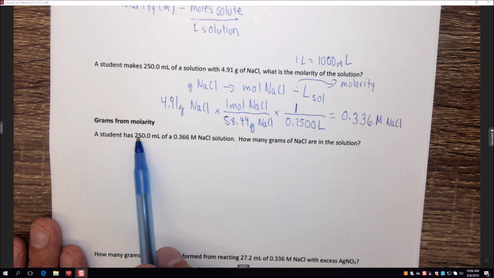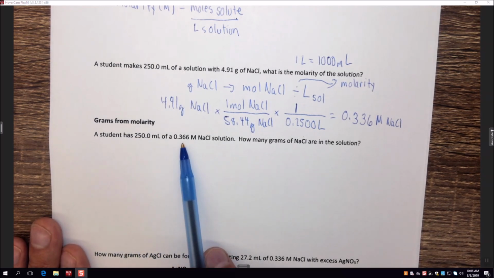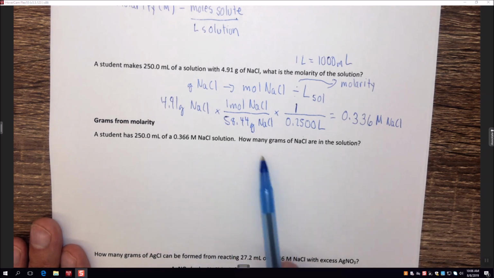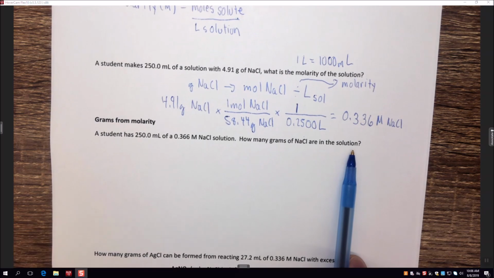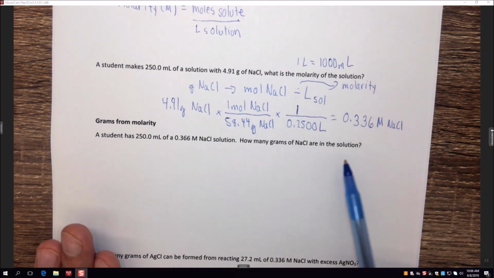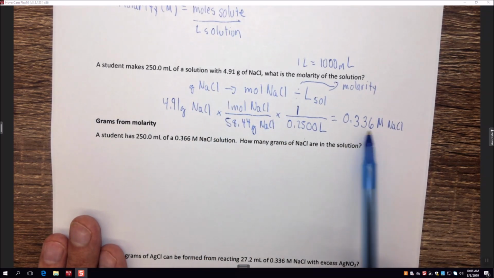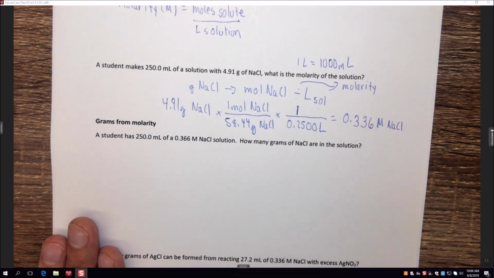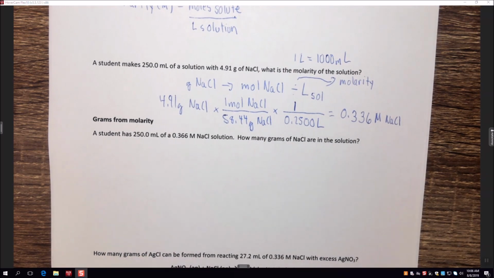It says a student has 250 milliliters of a 0.336 molar NaCl solution. How many grams of NaCl are in the solution? Now, if we look at this, we know the answer. You may not be aware of this, but it's actually the same question as above. So we have 4.91 grams gives us 250 milliliters of a 0.336 molar NaCl solution. But now we essentially want to do this question backwards.